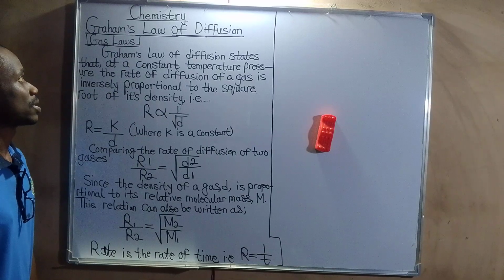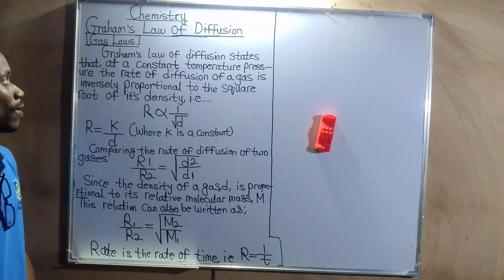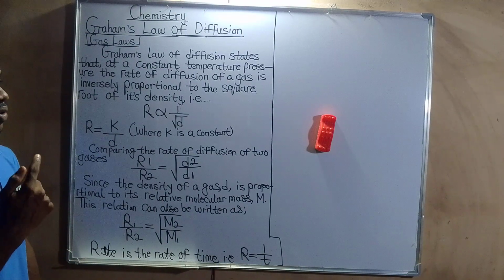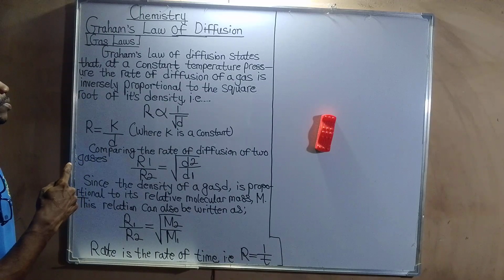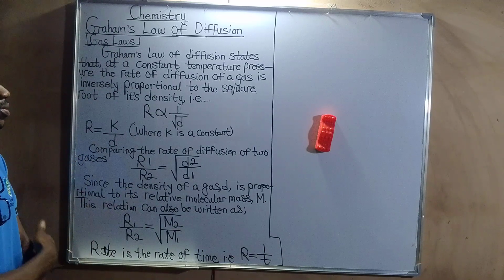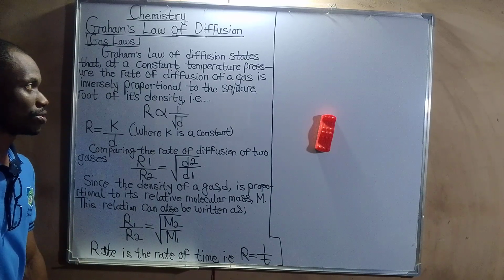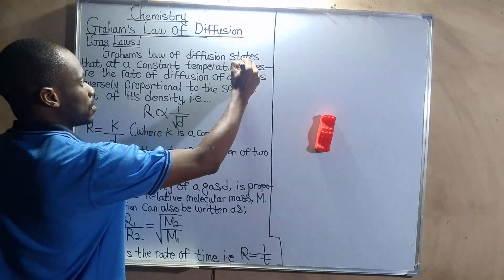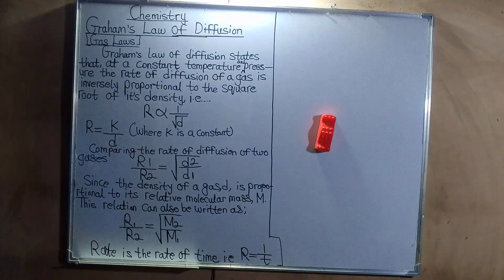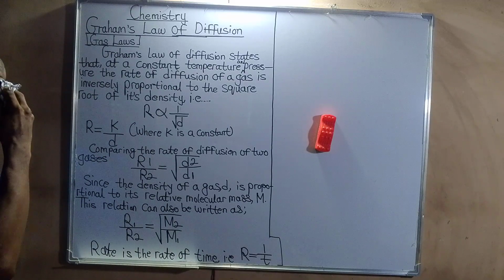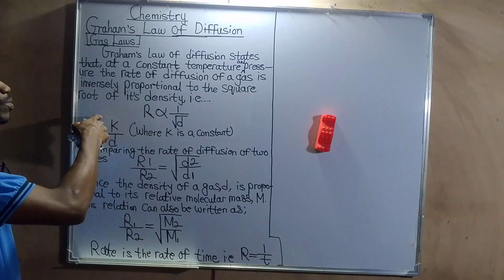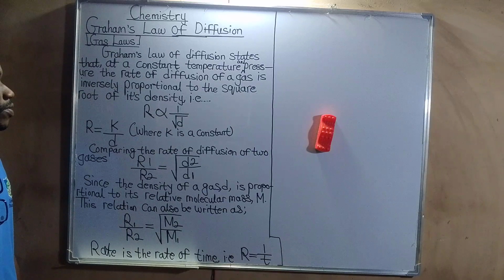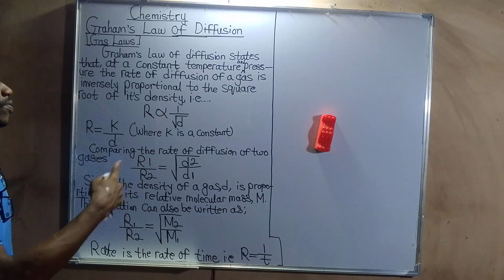So the first thing we'll be looking at is Graham's law. Now, how is it stated? Graham's law states that at a constant temperature and pressure, the rate of diffusion of a gas is inversely proportional to the square root of its density. The rate of diffusion of a gas is inversely proportional to the square root of its density.